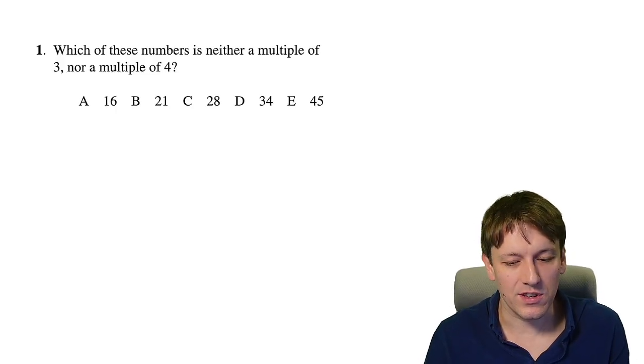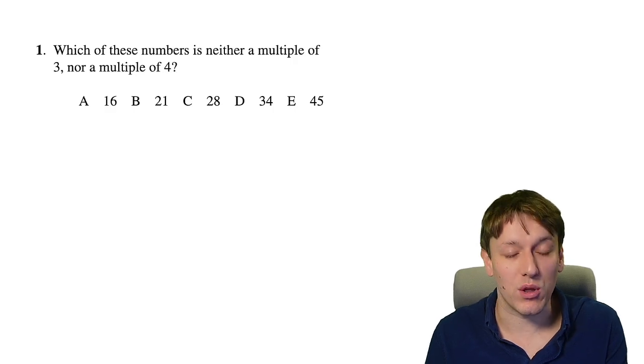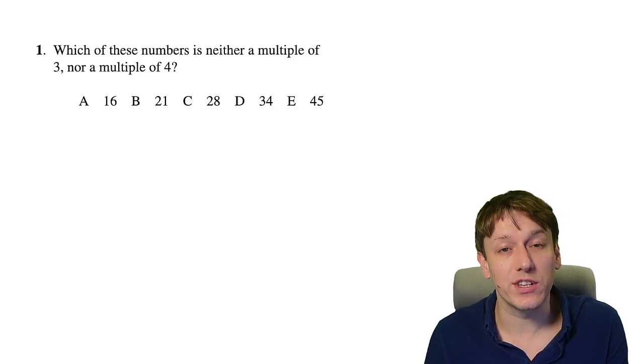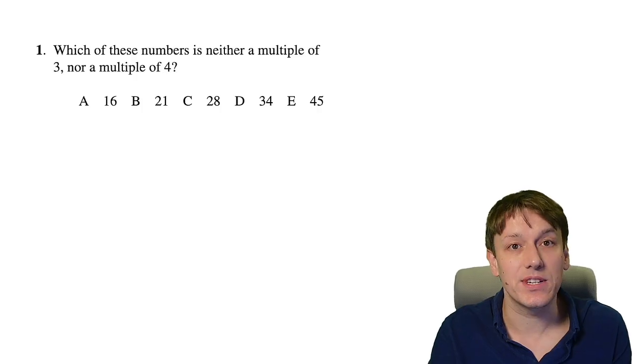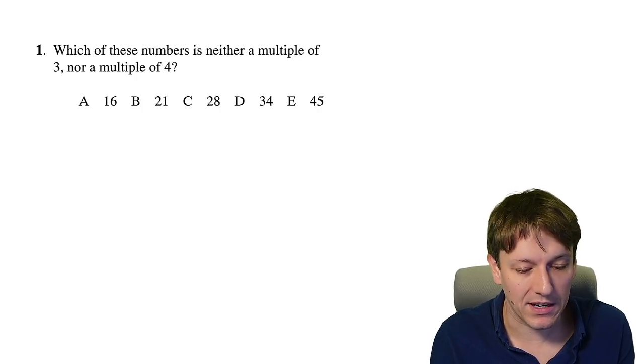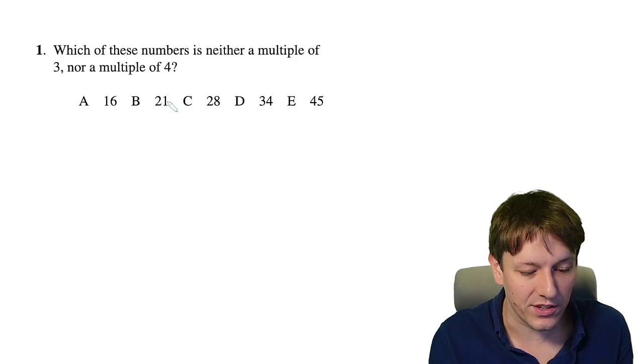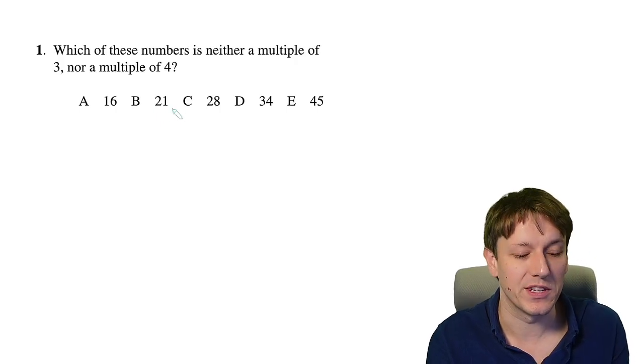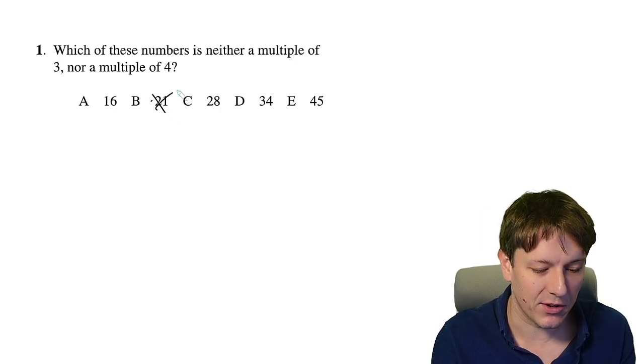This is the first question of the IMC here, and it should be fairly easy. We could just go through and check them individually. Remember, we've also got the divisibility test for multiples of 3, which says if the digit sum is a multiple of 3, then the number is a multiple of 3. So I could immediately see, if I didn't already know, that 21 is a multiple of 3 because 2 plus 1 is 3. So that one is definitely a multiple of 3.